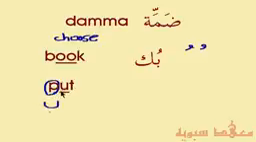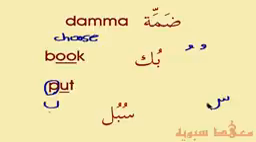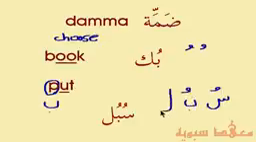Now let's just practice this. We have a word composed of 3 letters. Both the first 2 letters are with a dhamma. If we break this up, there's a sin with a dhamma. Then there's a ba with a dhamma. And there's the lam. So to pronounce this, it has an S sound. So su, bu, and this is the lam, like the letter L. So subul.